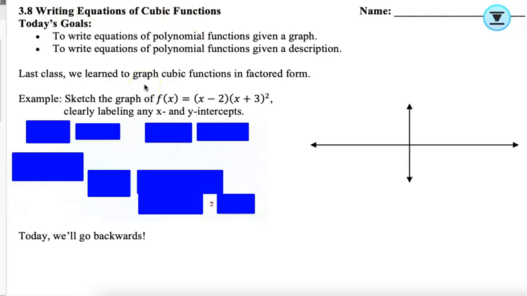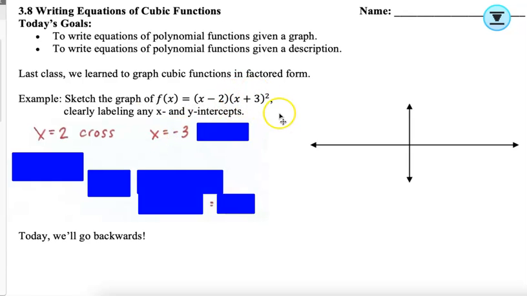All right, so let's review what we did last class. Last class, we graphed cubics. So let's do it. Sketch a graph of f of x equals (x minus 2)(x plus 3) squared. First off, one x-intercept would be at a positive 2. I know there's no multiplicity, so it's going to cross. My next x-intercept would be at a negative 3, and this squared means it's going to bounce on my graph.